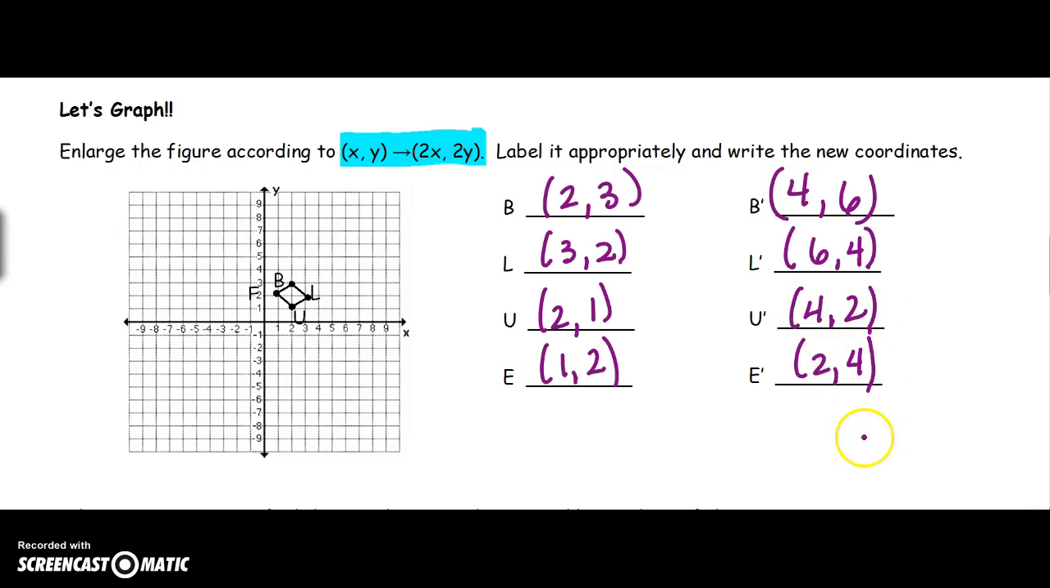(2, 4). So if you graph your new points, you're going to see that this shape, BLUE, should be 2 times as large as the original. So here you have (6, 4). Here you have (4, 2). And here you have (2, 4). If you label all your points, you get your new shape that is twice as big.